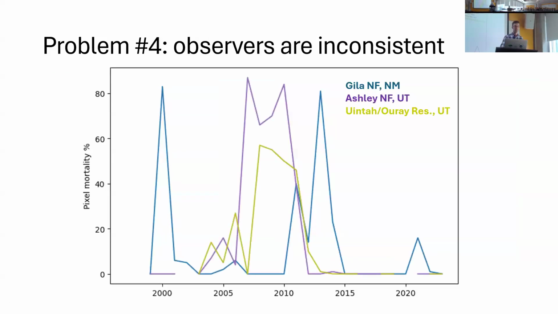But I'm not done yet. There is yet another problem, which is that observers are inconsistent. If I map out the area of each rasterized pixel that is covered by mortality polygons, and plot out how those time series look for a couple of pixels, and these are just arbitrary locations that I picked out, this is a really spiky data set. From my understanding of ecology, I think it's pretty unlikely that 80% of the trees were dead in 1 year, and then none of them were dead the next year. That doesn't seem right to me.